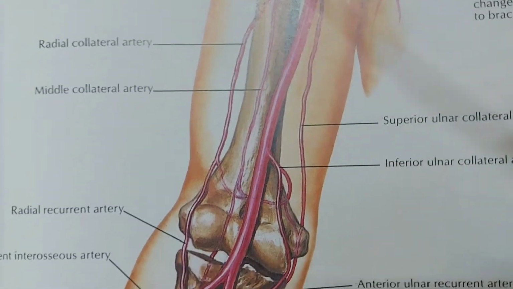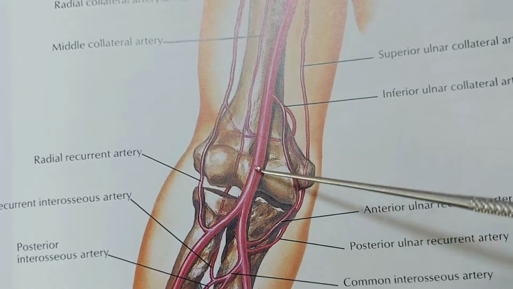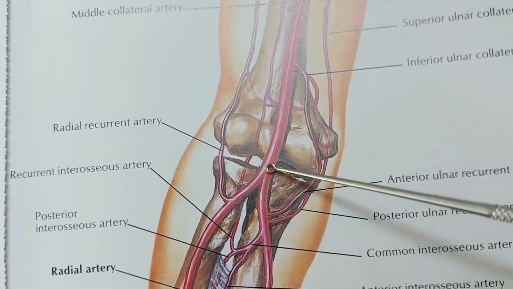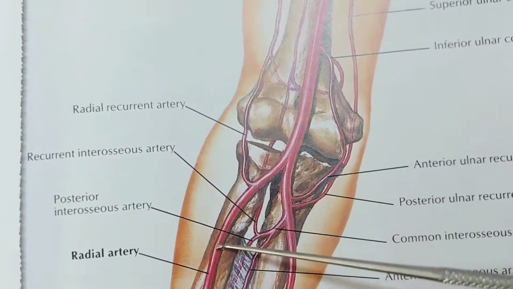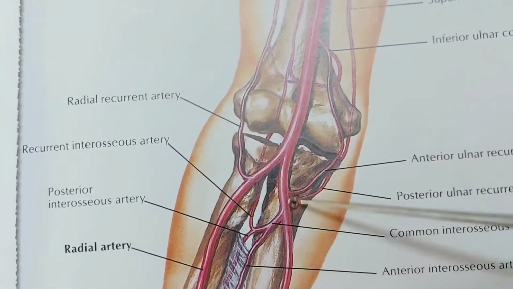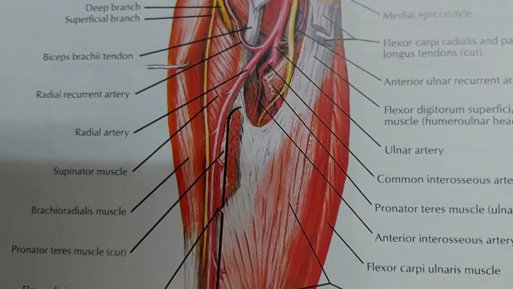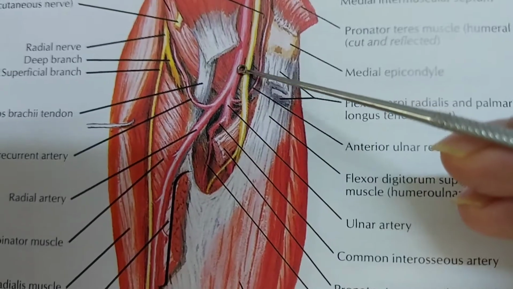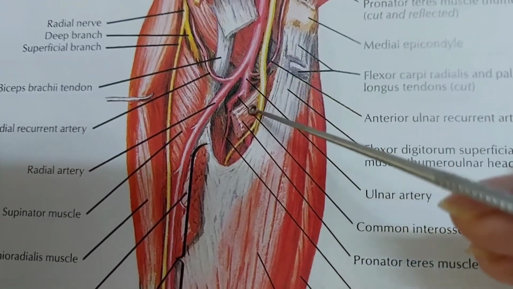Then the brachial artery passes through the cubital fossa, and finally at the neck of the radius this artery divides into two arteries. Here we see over the radial bone, this is the radial artery, and on the ulnar side, this is the ulnar artery. Now the radial artery. Here we see the terminal branches of the brachial artery. This lateral one is the radial artery, and the medial one is the ulnar artery.